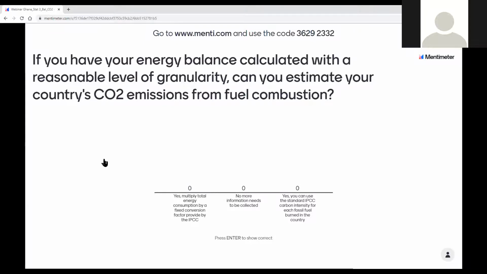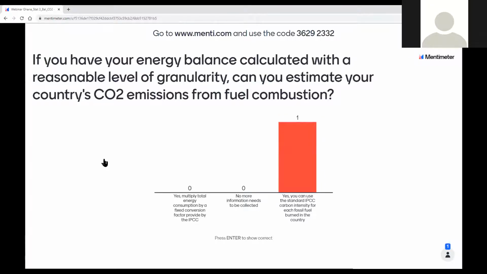And the question is, if you have your energy balance calculated with a reasonable level of granularity, can you estimate your country's CO2 emissions from fuel combustion? Here you have three possible answers. Yes, you can do it, and you just multiply the total energy consumption by a fixed conversion factor provided by the IPCC, with no more information. No, you cannot do this because more information needs to be collected. Or yes, you can use the standard IPCC carbon intensity for each fossil fuel burned in the country.